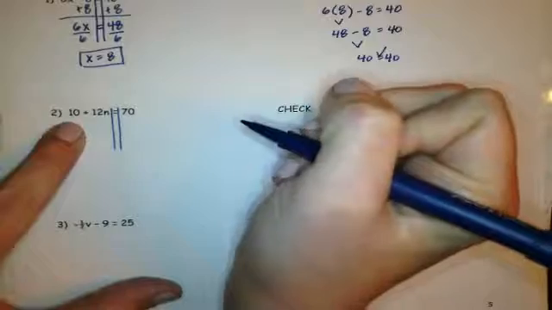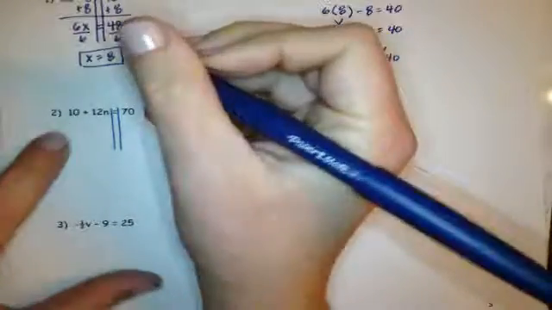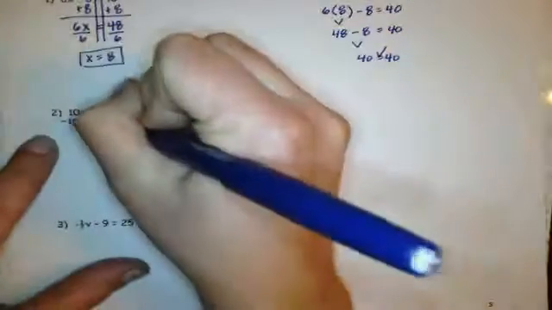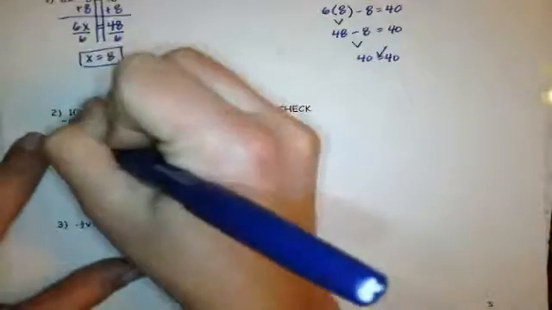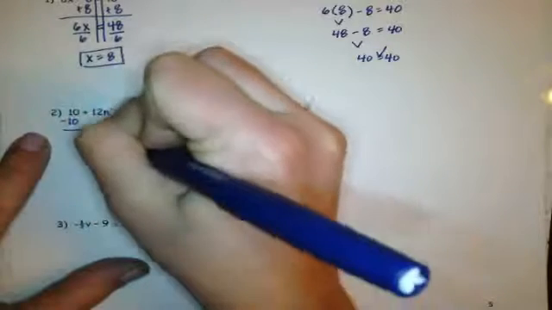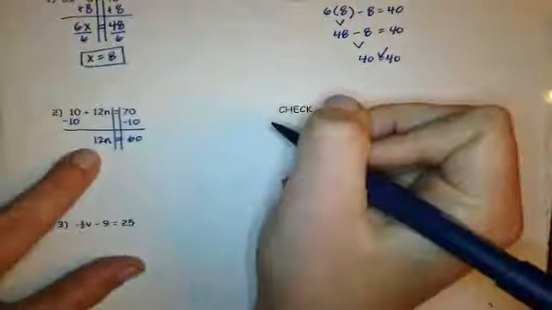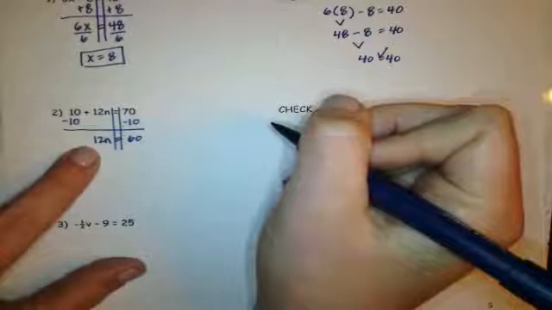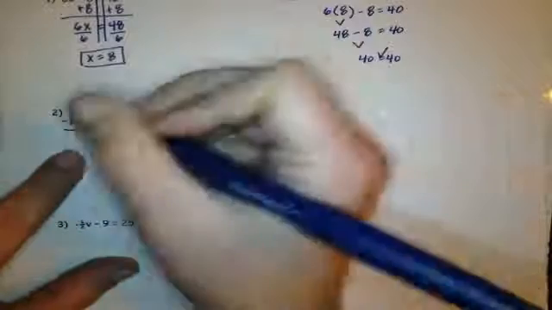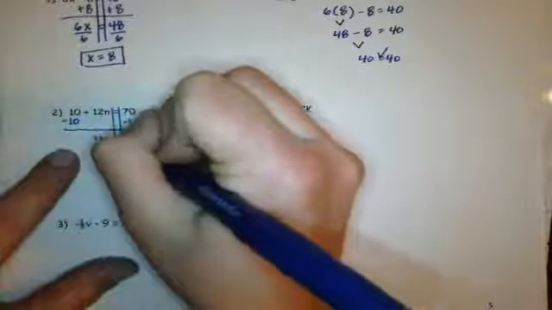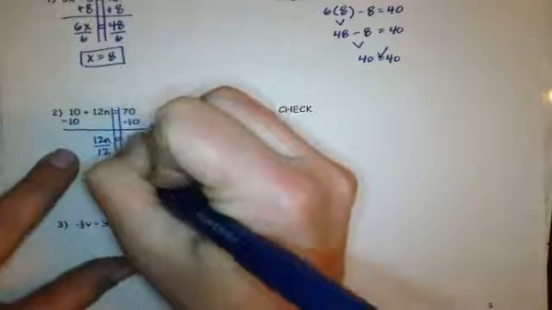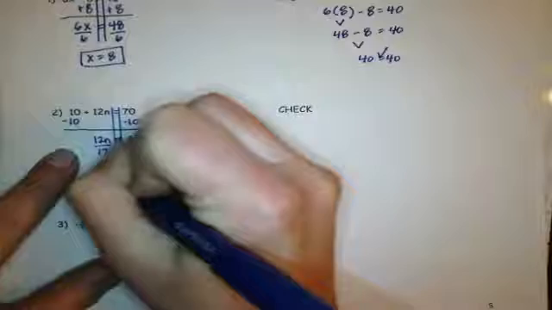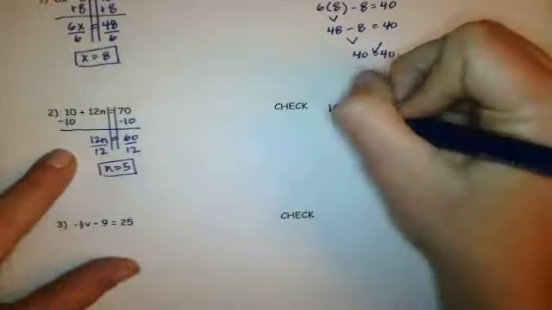Number 2, again, we want to get the n by itself. First, we've got to get rid of the constant, the 10 that's by itself. The 10 is positive, so we're going to subtract 10 from both sides. This gives us 12n equals 60. Step 2, move the coefficient, which is the 12. Right now it's being multiplied by the n, so we're going to divide both sides by 12, giving us n equals 5. Check, same as always.